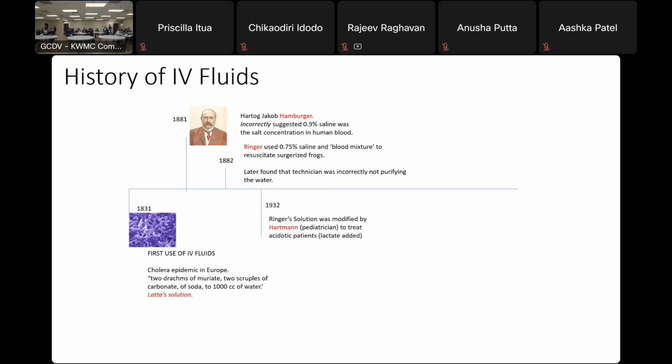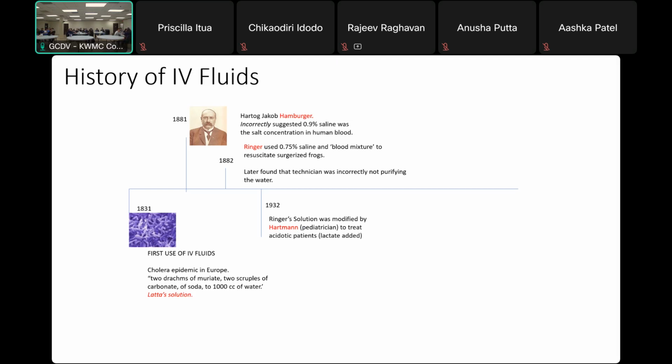But in 1881, 0.9% saline was suggested to be the salt concentration based on some experiments, and so that's where the 0.9% for saline comes in. About a year later, a scientist named Ringer was using all these solutions to resuscitate frogs. He found that rather than 0.9% saline, a fluid made with the water his technician was using, which didn't have as much saline but had some regular tap water, actually worked a lot better. And so he called this Ringer solution.